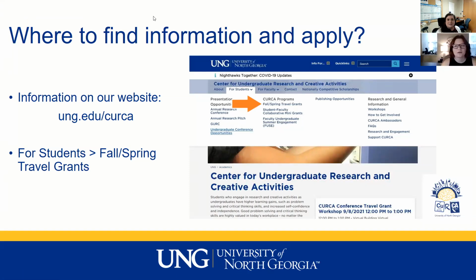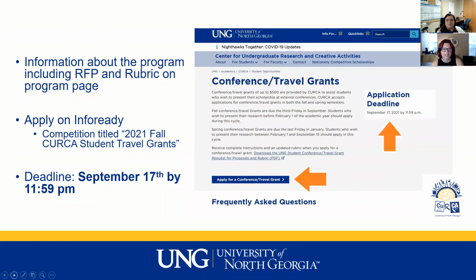All right, you guys. So I want to start with where you are going to find the information to apply. You are going to want to go to our CURCA website at UNG. The easiest way I found is to just search UNG CURCA, and it'll take you to it right away. Then you're going to go to For Students and click the fall/spring travel grants. Once you're in there, there's going to be a button at the bottom to apply for conference/travel grant.